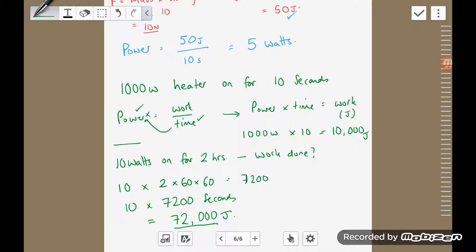Once again, it's as simple as that. Once you know the formula, they're going to give you ways of calculating 2 of the terms, and you've just got to find the third. Most important thing is you know the formula. Power equals work over time, and work equals force times distance.